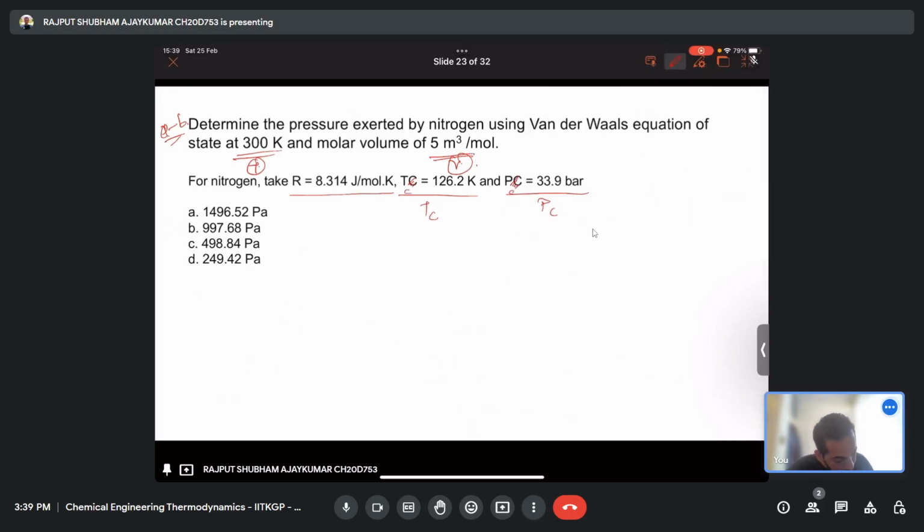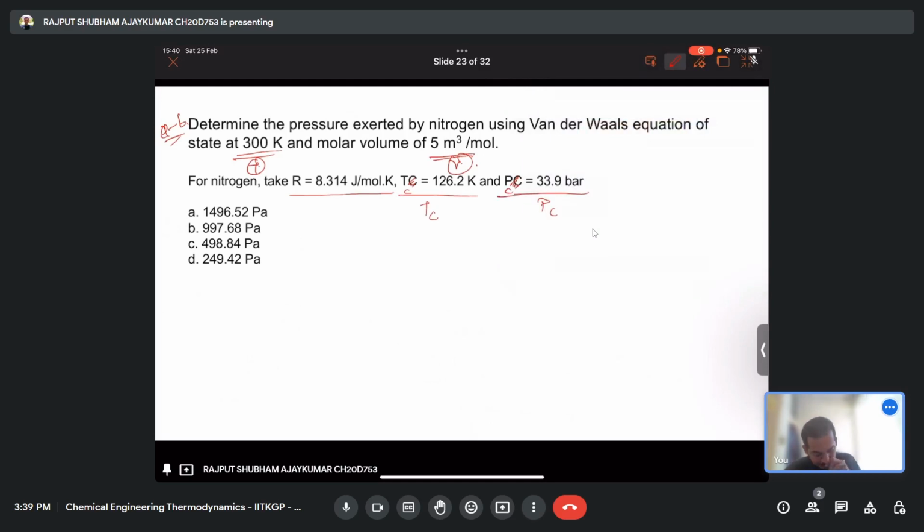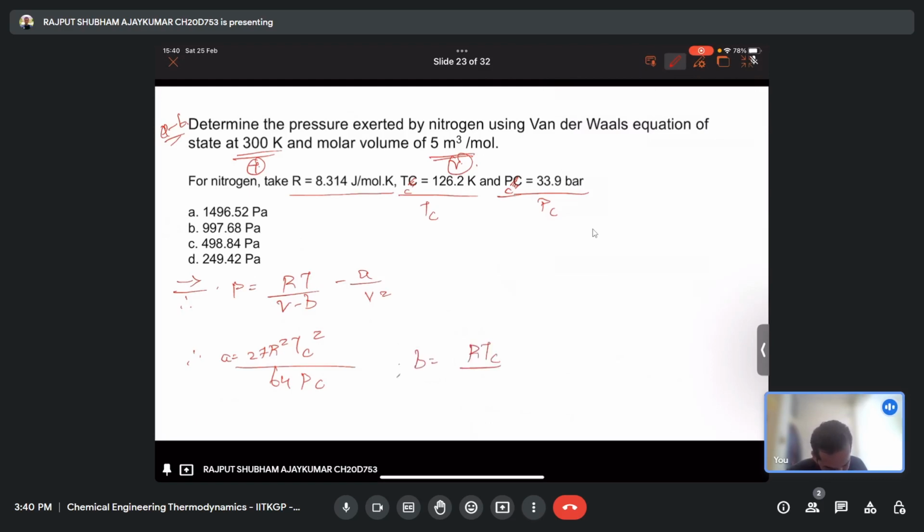So now we know the Van der Waals equation of state, P equals RT upon V minus B, minus A by V square. But we have not been given the Van der Waals constants A and B, and we don't have their values. But what they have given additionally in this question are the critical temperature and critical pressure values. So we know that A is equal to 27 R square TC square by 64 PC, and B equals RTC by 8PC.